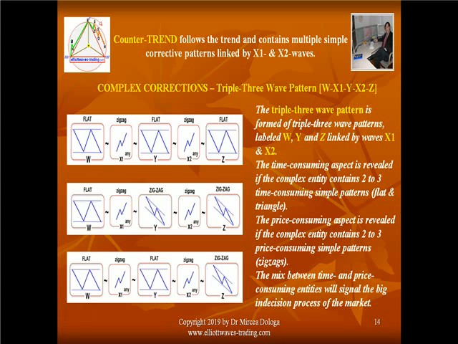The time-consuming aspect is revealed if the complex entity contains 2 or 3 time-consuming simple patterns, a flat or a triangle in this case. The price-consuming aspect is revealed if the complex entity contains 2 to 3 price-consuming simple patterns, which are the zigzag. The mix between time and price-consuming entities will signal the big indecision process of the market.